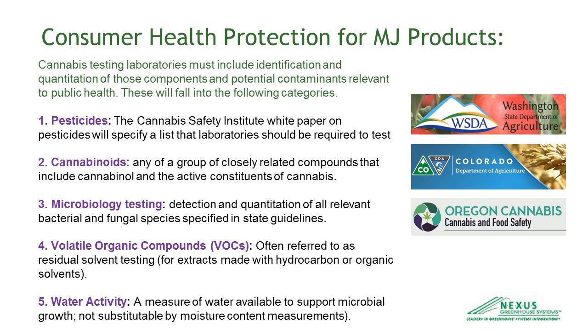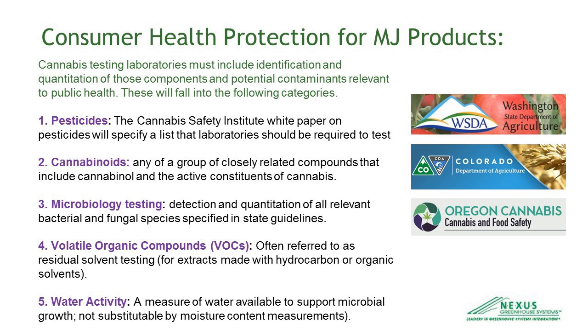So it's important to keep in mind anytime you're raising a consumer product that consumer health and protection must come into mind. Cannabis testing laboratories must include identification and quantities of the following components and the potential contaminants relevant to public health. These fall into the following categories: pesticides, and pesticides vary from state to state, so you'll have to make sure what you're approved for use. Approved pesticides might vary depending on the application, whether you're using it for cleaning or for pest prevention on the plant.